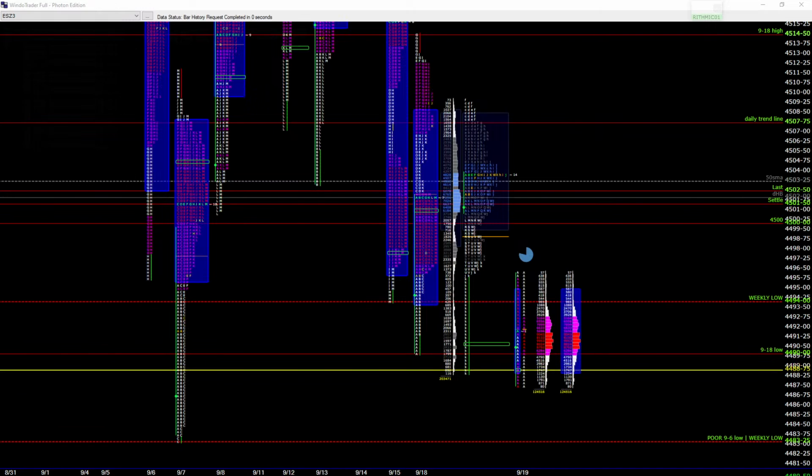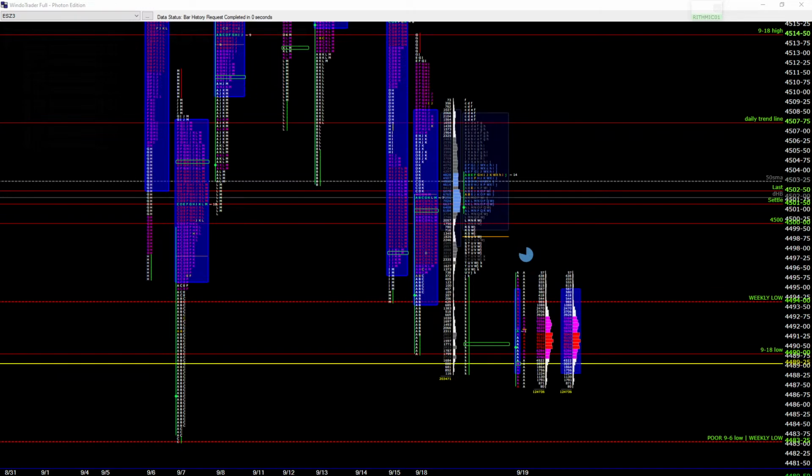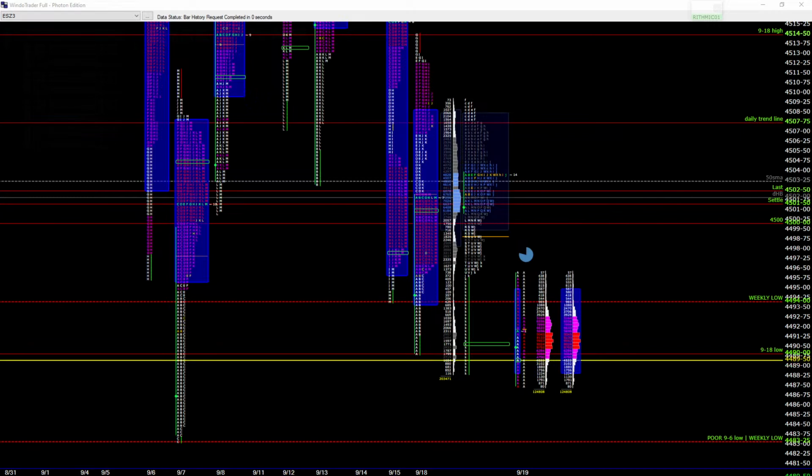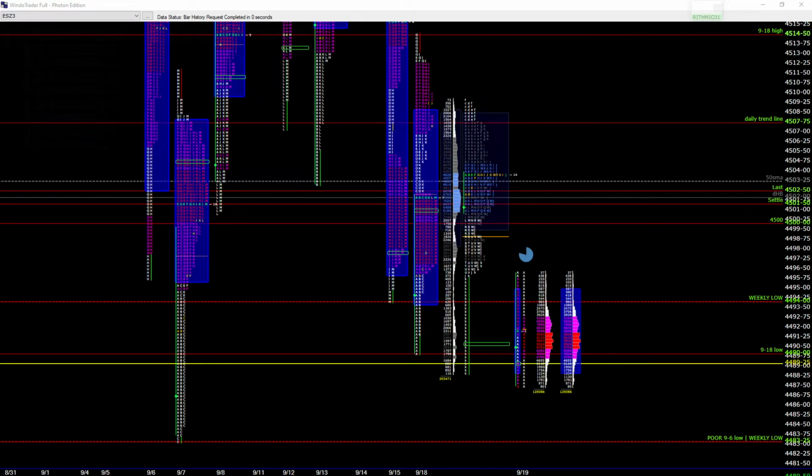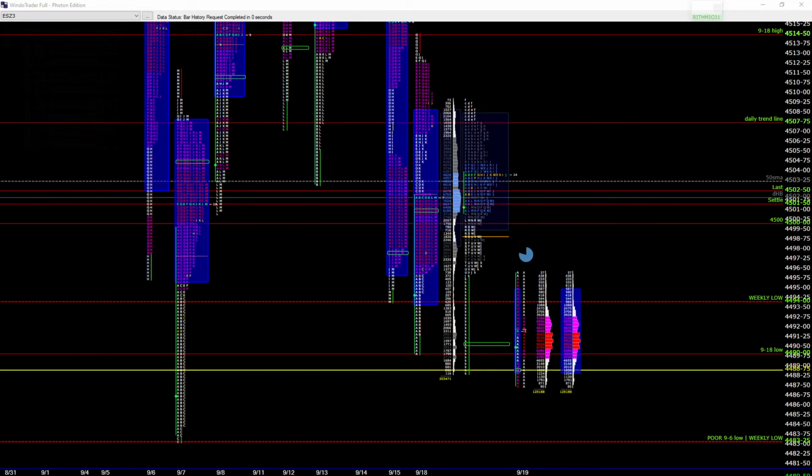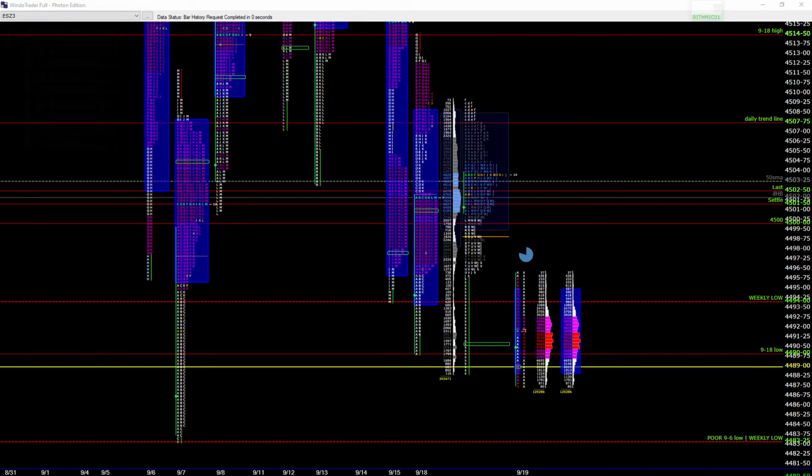I thought that this period was going to have higher volume than yesterday, but it looks like it's going to be about the same, maybe 3-5% higher. That's really low.